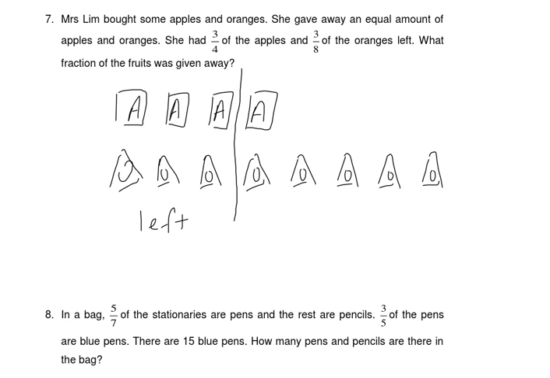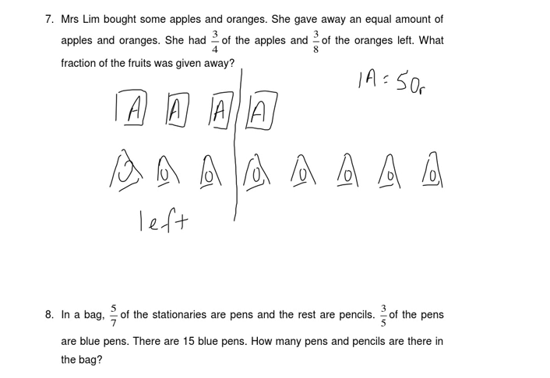Okay? She gave away an equal amount of apples and oranges. That means, am I right to say that this and this is equal? Yes. So in other words, 1 apple is equal to 5 oranges, right? Correct or wrong? I try not to write 0 or O, so maybe you can use some alphabet for oranges in case you get confused. So 1 apple equals 5 oranges.